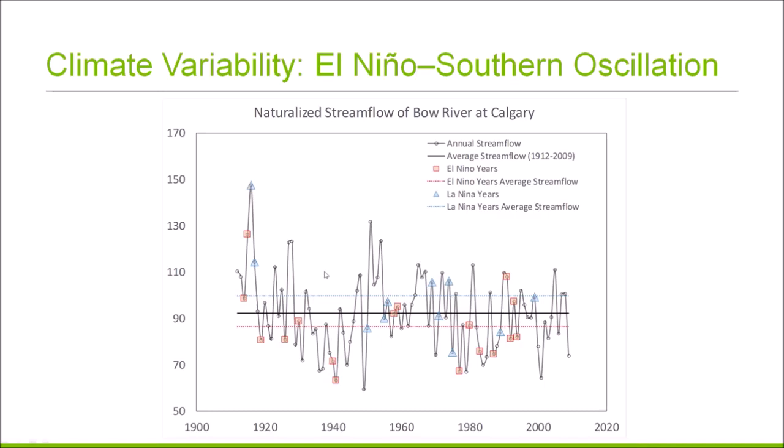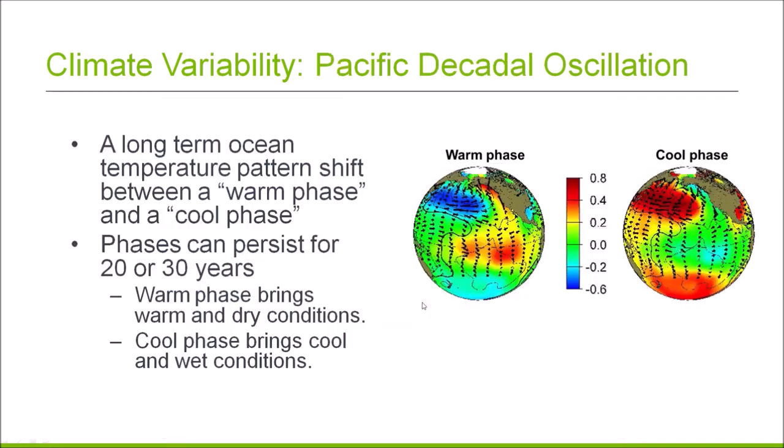Now, this dotted blue line shows the average stream flow in La Nina years, and the dotted red line shows the average stream flow for El Nino years. And the black line is the mean stream flow for the total time period. So you can see that in El Nino years, usually the stream flow is less than what it should be, and you could see the opposite effect in the La Nina years.